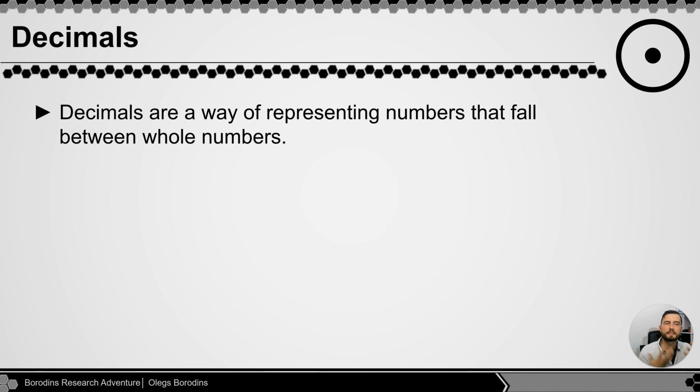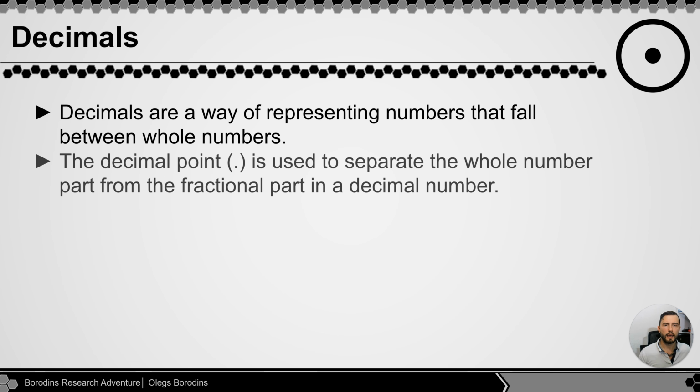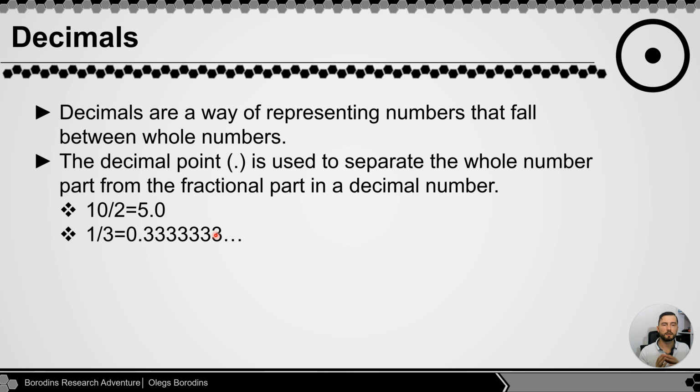Let's talk about my favorite topic, decimals. Decimals are a way of representing numbers that fall between the whole numbers. They are represented with a point, used to separate the whole number part from the fraction part of the number. For example, 10 divided by 2 will be 5.0, so here the whole number is 5 and its fraction is 0. And this is the first decimal. In this example, 1 divided by 3, we can see that it will be 0.333 to infinity. So the decimal points are stretched to infinity. And here, 1 divided by 4 will be 0.250. So 0.250, and here there are only 3 decimal points.